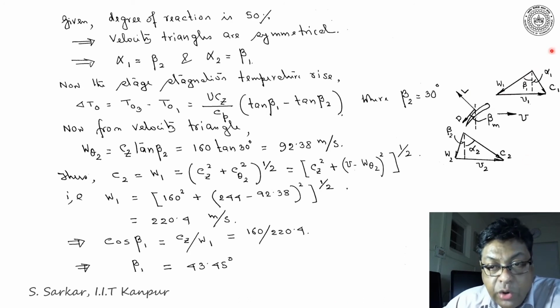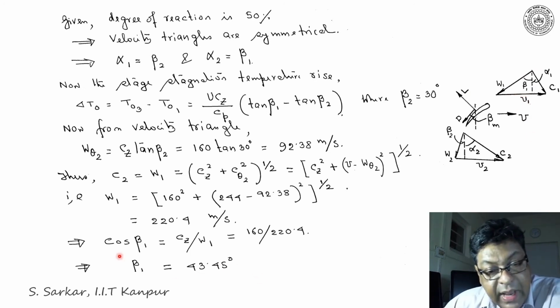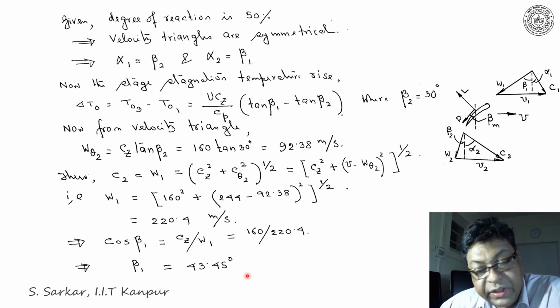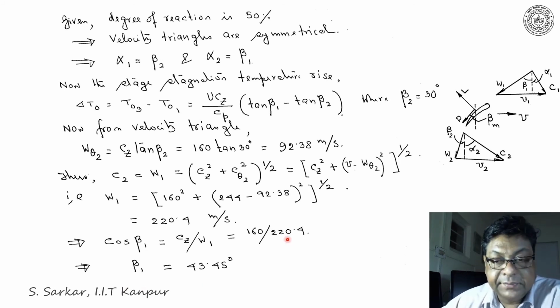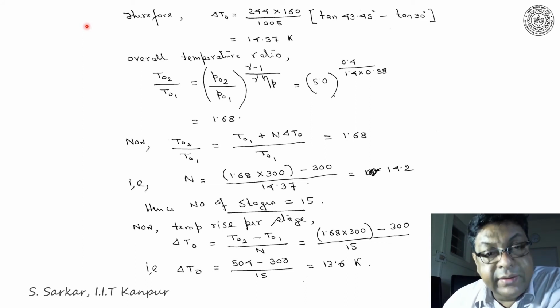Now Cz is known. So from W1 and Cz I can evaluate beta 1. Thus I have written cos beta 1 equal to Cz divided by W1. So I have got beta 1 as 43.45 degree. Therefore, after evaluating beta 1, I can assess stage temperature rise.